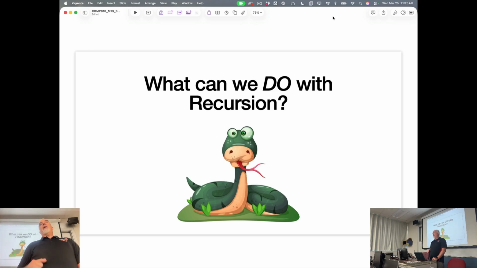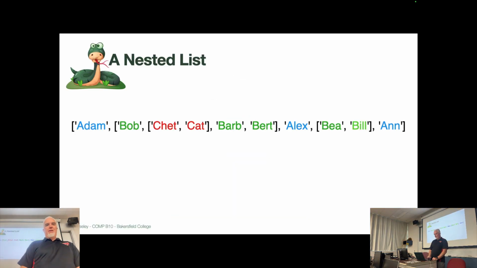So other than making cool fractal designs, what can we do with recursion? Well, here's something that recursion is really good at. This is called a nested list. Now, we've looked at nested lists before.